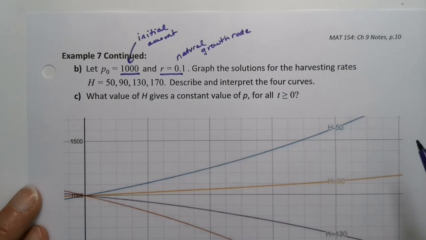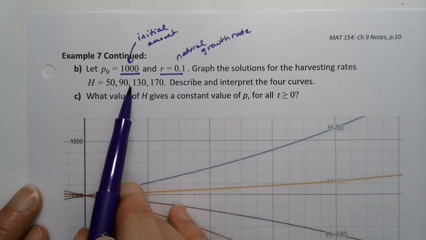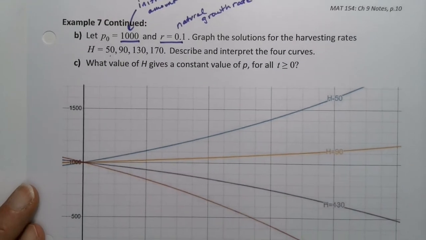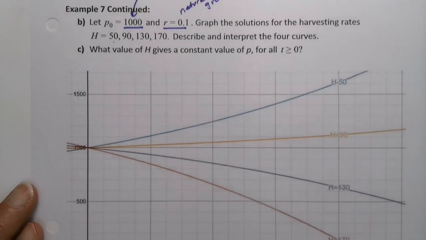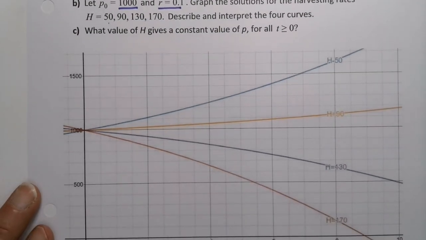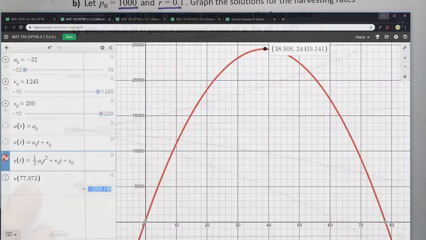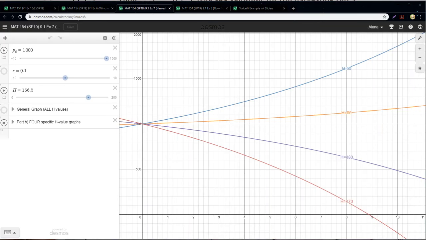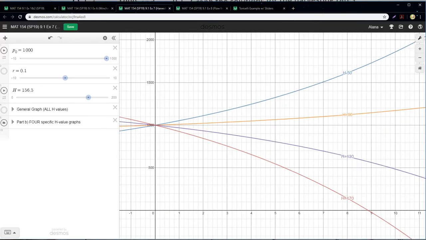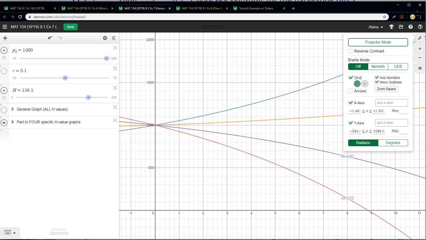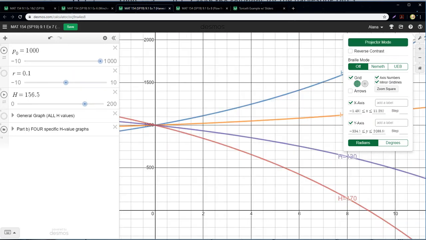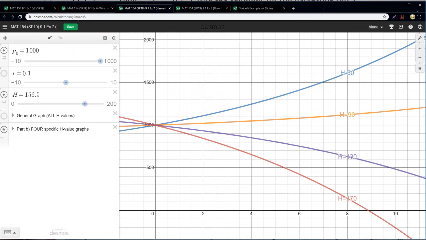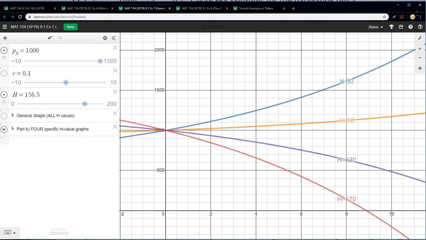And we graphed the solutions for harvesting rates 50, 90, 130, and 170. And you can see I've graphed them here for us. I did it in Desmos, so you can also see them there as well. So let me grab it. And there you can see them. So we have the 50 up at the top, then we have 70, 90, 130, and 170. There they are. So we've graphed the solutions.